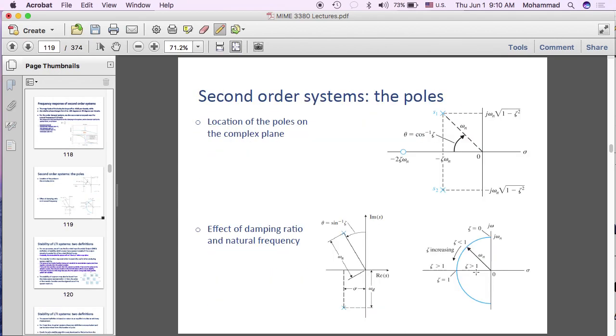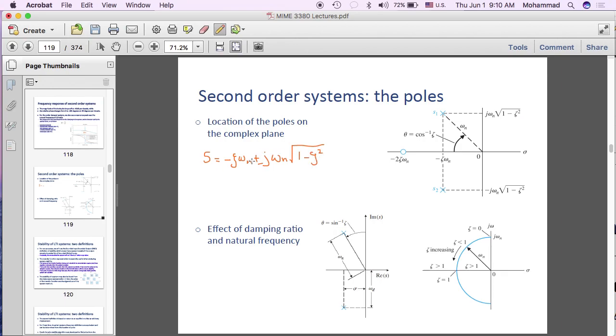This plot should help if you want to etch something on your brain in this class, and then if you want to forget everything right after this, forget all but this plot. The equation that we had, what was the equation? The equation was this. Then s1 and s2, the two poles of the second order system, were minus zeta omega n plus or minus j omega n square root of 1 minus zeta squared.